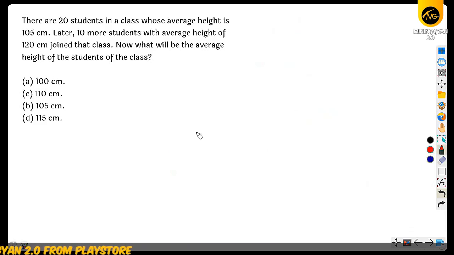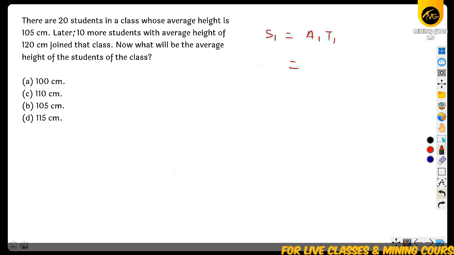Now this is also a similar kind of question to the previous one. Suppose S1 is equal to A1 into T1. Now in first case, we have 20 students in a class whose average height is 105.